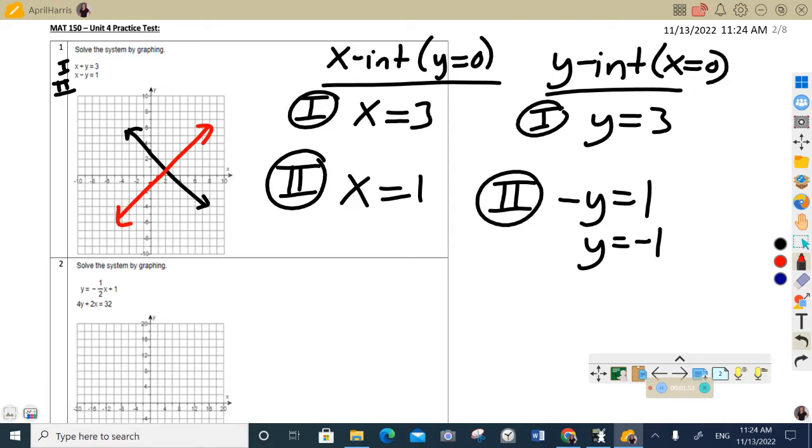And the point where the two cross looks like it's going to be at 2, 1. So that's the point where the two lines cross, and that's the solution. And when you have one solution to a system, that's called an independent system.